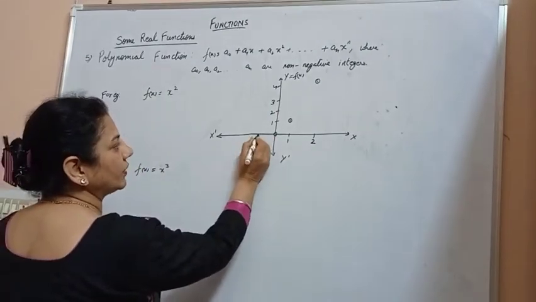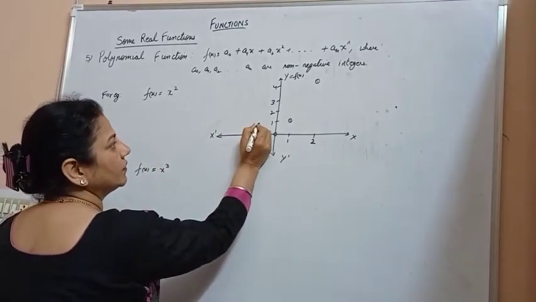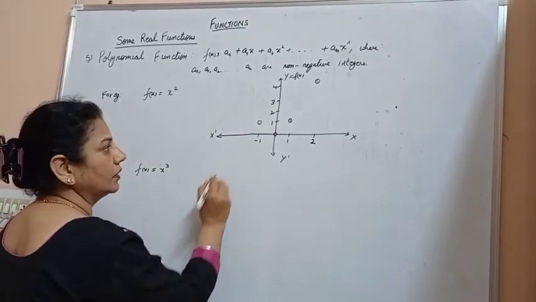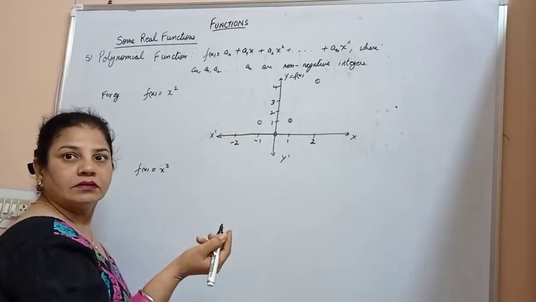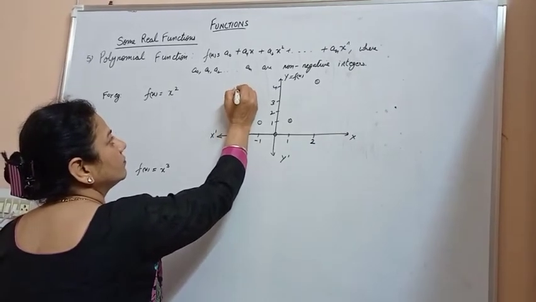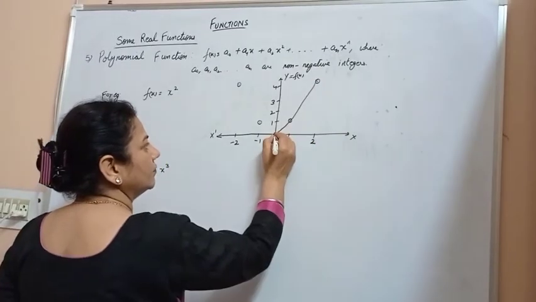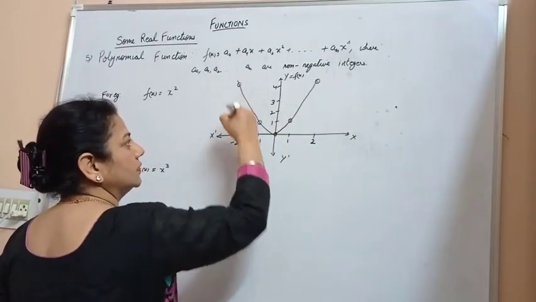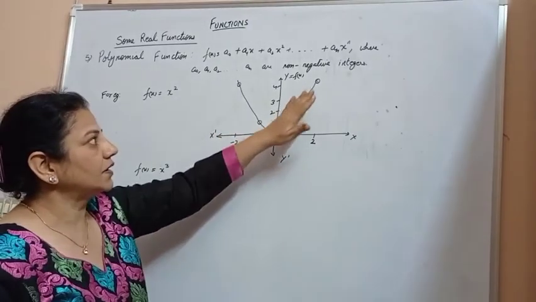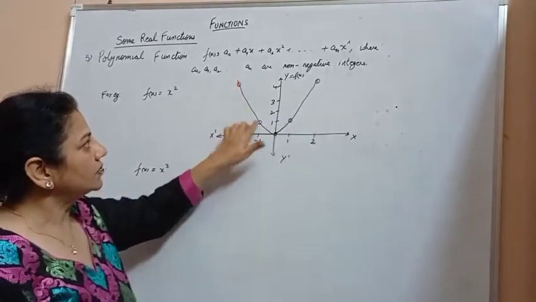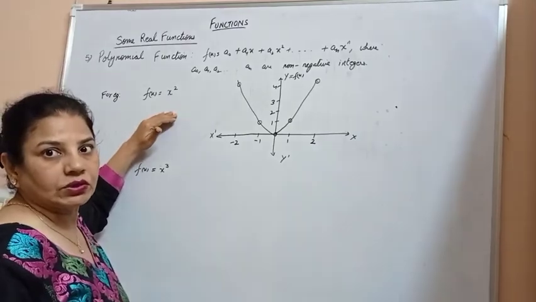If I give x as -1, then -1 squared is 1, so I get f(x) as 1. If I give x as -2, then -2 squared is 4. So I get the points here, and if I join all these points, I get a graph like this. It's just like a U, a kind of parabola which we will study later on. The graph of f(x) = x² is in the shape of a parabola.